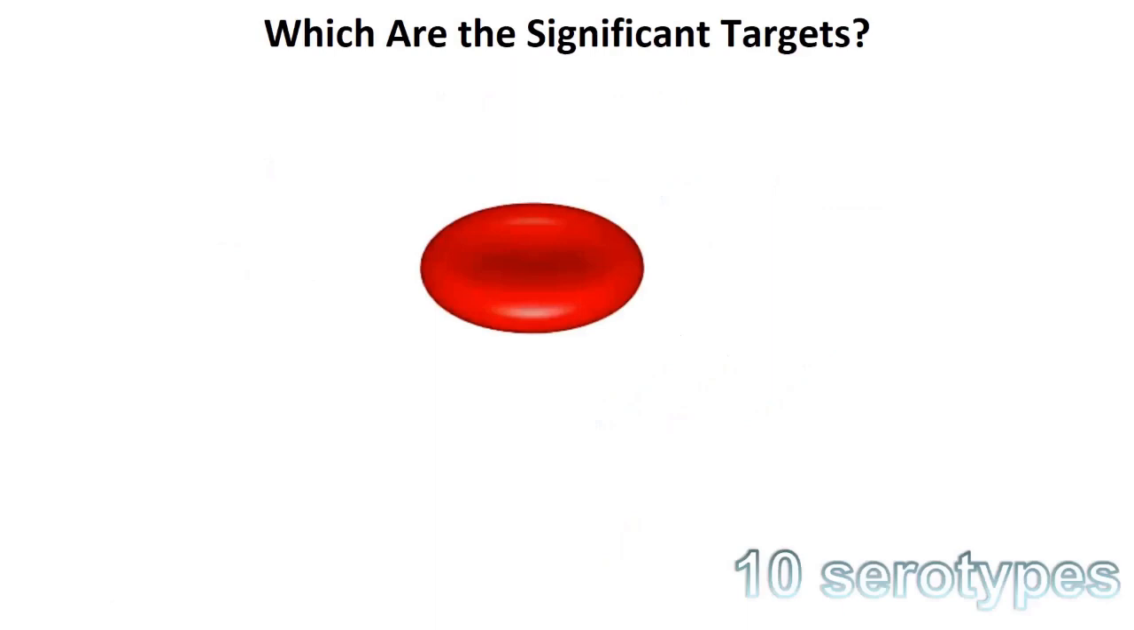There are 10 key serotypes that we can phenotype for in the blood bank.